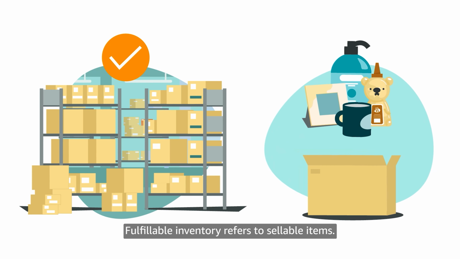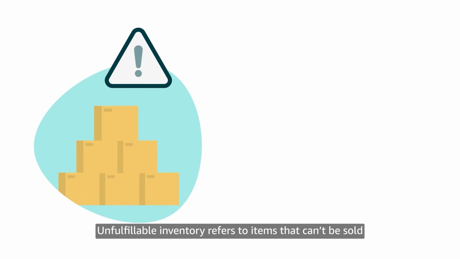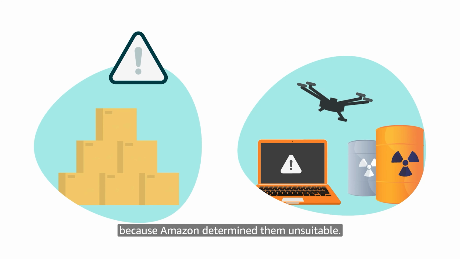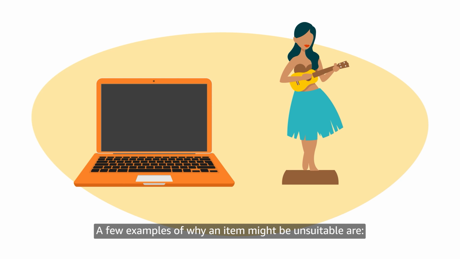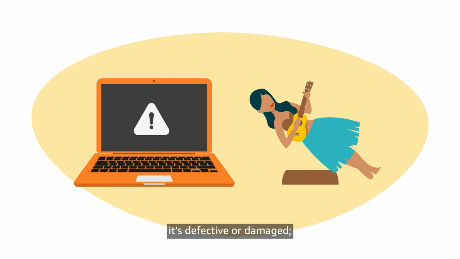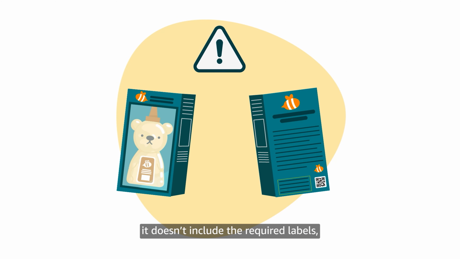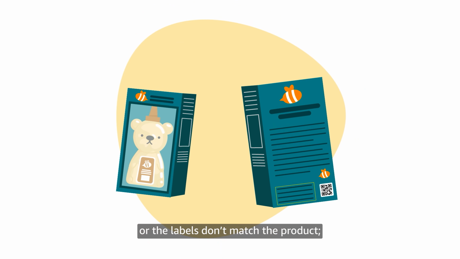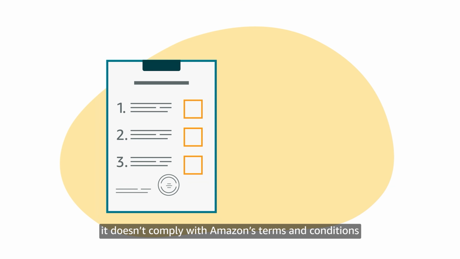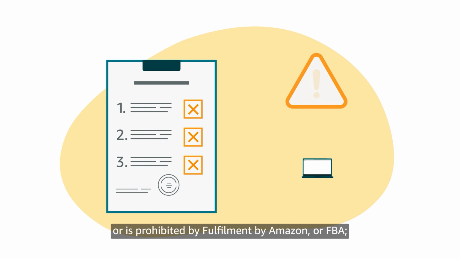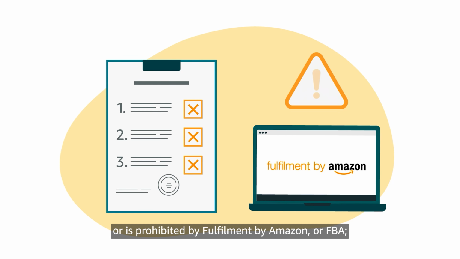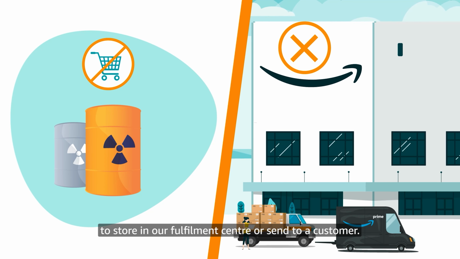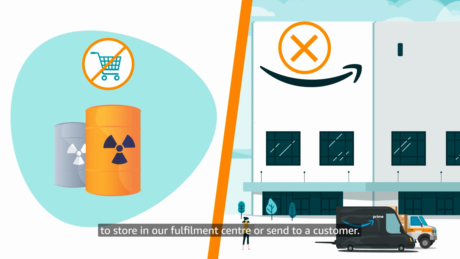Fulfillable inventory refers to sellable items. Unfulfillable inventory refers to items that can't be sold because Amazon determined them unsuitable. A few examples of why an item might be unsuitable are: it's defective or damaged, it doesn't include the required labels, you haven't registered the labels properly with Amazon before shipping the item, or the labels don't match the product. It doesn't comply with Amazon's terms and conditions, or is prohibited by Fulfillment by Amazon or FBA. Or Amazon determined that it's unsellable or otherwise unsuitable to store in our fulfillment center or send to a customer.